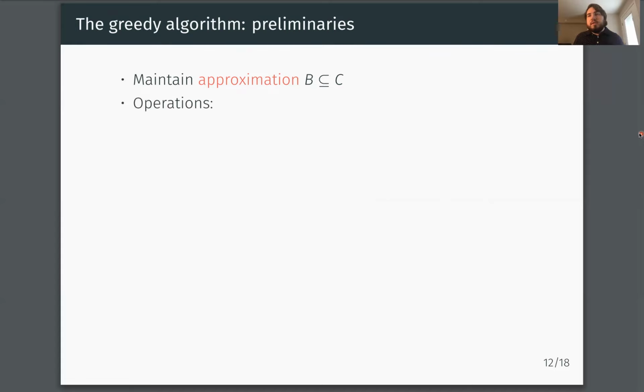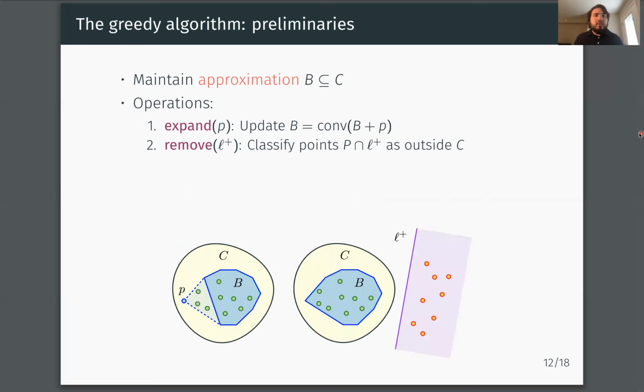There are 2 main operations that the greedy algorithm will use. The first operation is expand, which, given the inner approximation B and a point P, will simply update B to be the convex hull of B and P. In this figure below, I have B and I'm adding P to the inner approximation. And in the process, I may get to classify additional points.